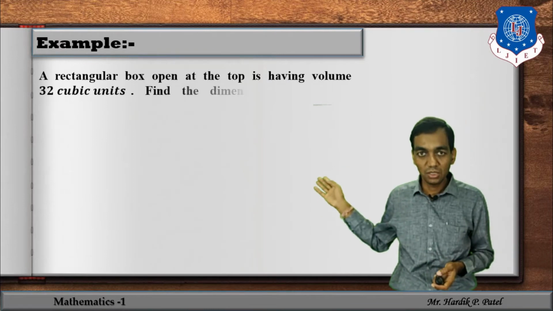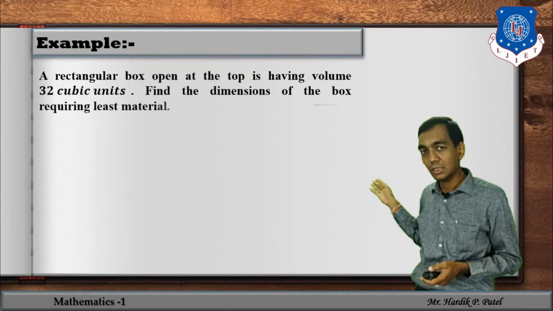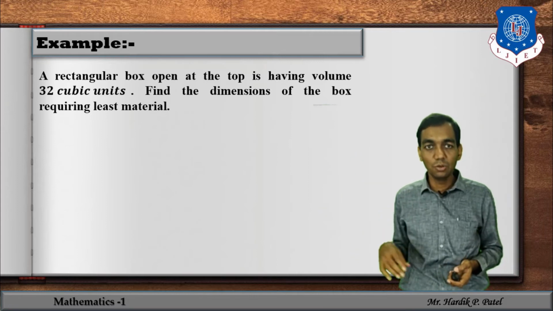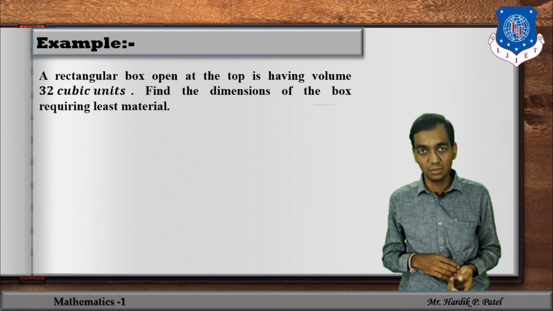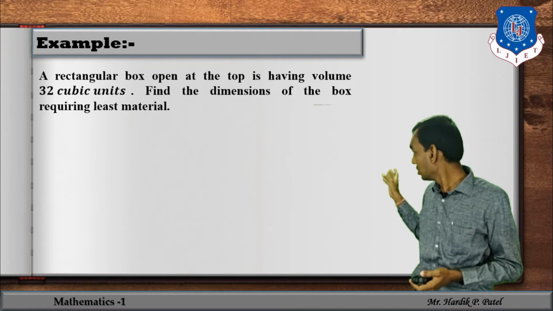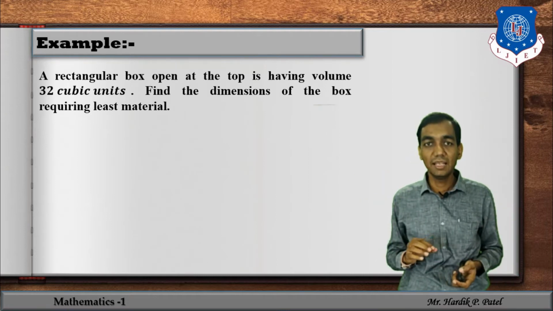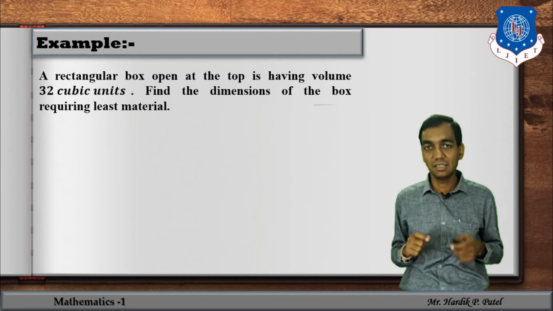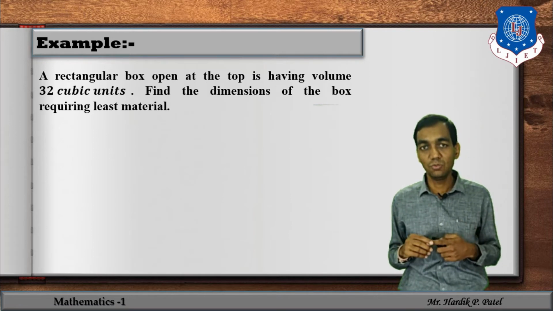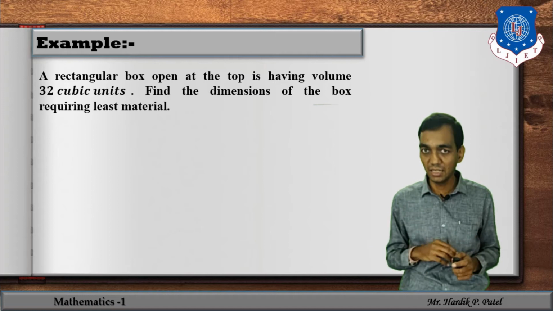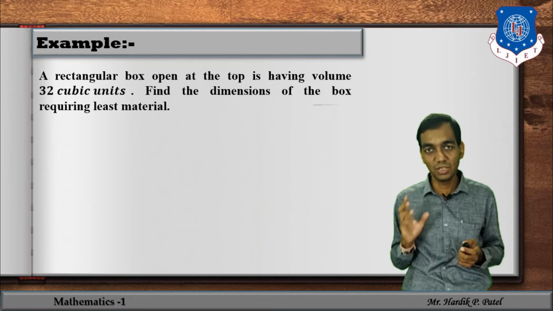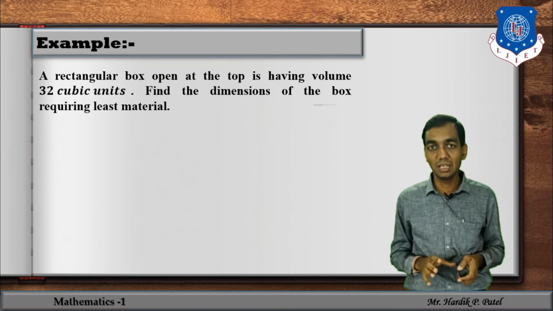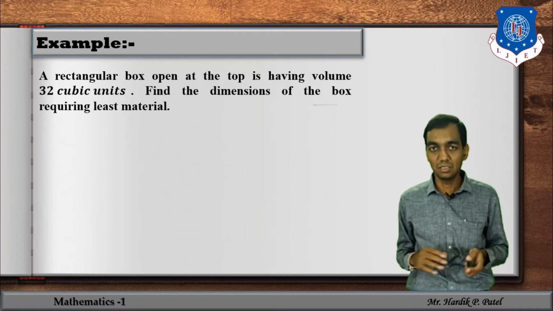A rectangular box open at the top having the volume 32 cubic units. Okay. And find the dimensions of such a box requiring the least material. That means you have to find the dimensions. That means you have to find out the length, breadth and the height of the box for which the minimum material is required to build such a box.